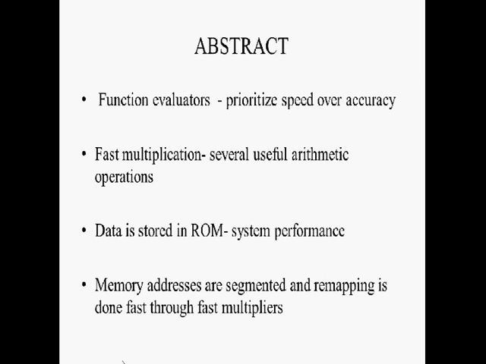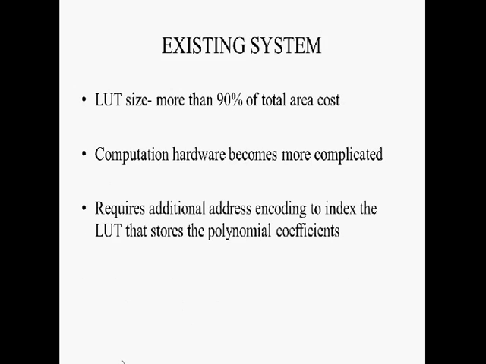First, my abstract: function evaluators are used here. The aim of using this function evaluator is to prioritize speed over accuracy. Fast multiplication can happen using several useful arithmetic operations. Data is stored in ROM for system performance. Memory addresses are segmented and remapping is done fast through fast multipliers.